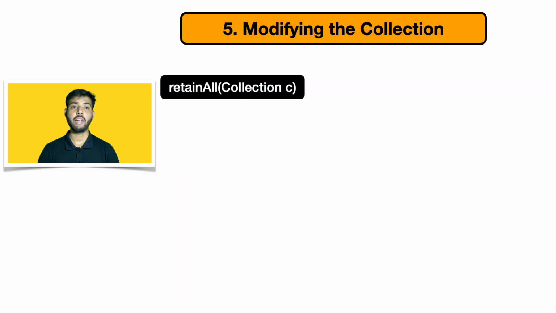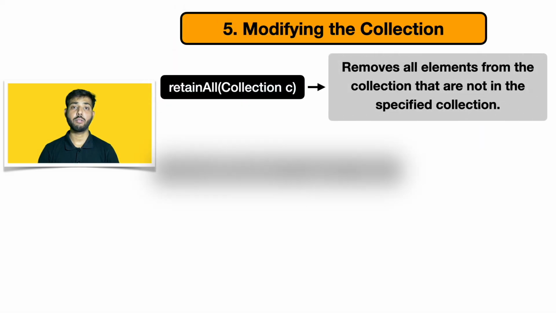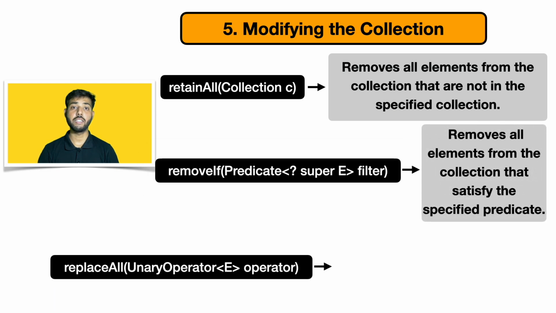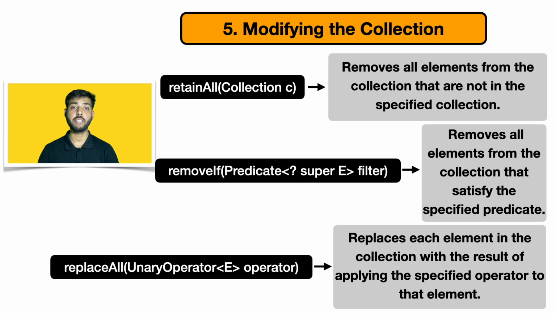Modifying the collection. Finally, the collection interface includes methods for modifying the collection. retainAll(Collection c) removes all elements from the collection that are not in the specified collection. removeIf(Predicate<? super E> filter) removes all elements from the collection that satisfy the specified predicate. replaceAll(UnaryOperator<E> operator) replaces each element in the collection with the result of applying the specified operator to that element.